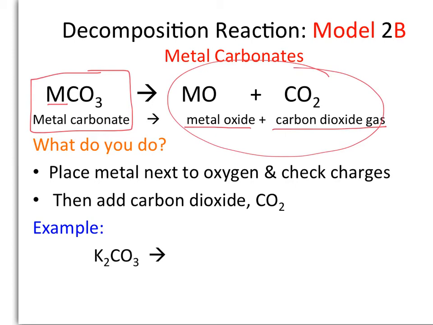So if we take a look at our example, I recognize this as a metal carbonate. I'm going to find my metal, which is just K. Remember, we never take subscripts when we're doing this. We're only taking symbols. And we're going to then add that to the O. Of course, off to the side, I'm going to check my charges and realize that this formula is really K2O. And then I'm just going to add that CO2. And then I need to balance it, but upon closer inspection, once again, we'll notice that this is already balanced. So we can just leave it as is.